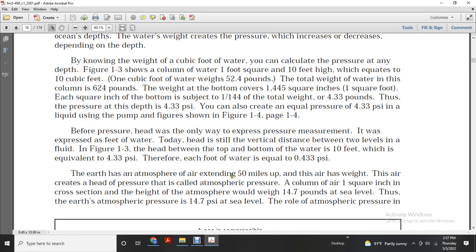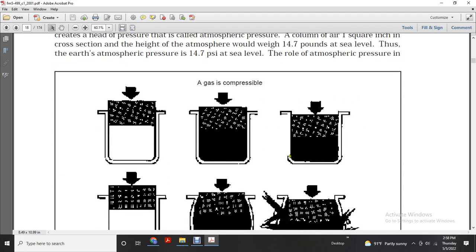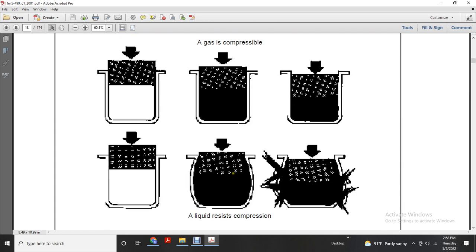The Earth is surrounded by an atmosphere extending 50 miles up. The air has weight, and the air creates a head of pressure called atmospheric pressure. A column of air 1 square inch in cross-section and the height of the atmosphere would weigh 14.7 pounds at sea level. Thus, the atmospheric pressure is 14.7 psi at sea level. The rule is that atmospheric pressure is in effect; gas resists compression, liquid resists compression.